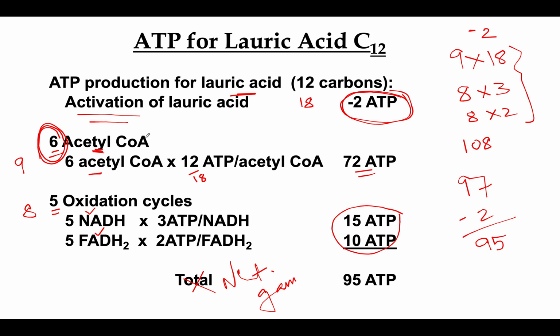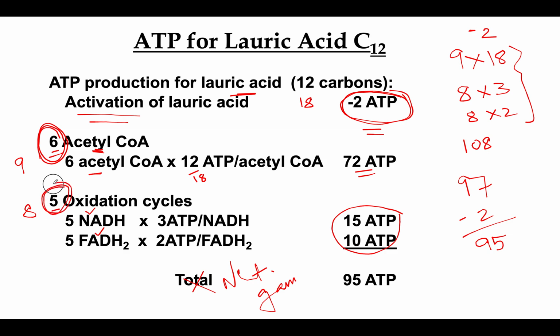So try to practice this using different fatty acids with different lengths or different carbon numbers, and you will get the idea. But remember, whatever the number of carbons, I will always require 2 ATP molecules for the activation phase. But pay attention to these two numbers.